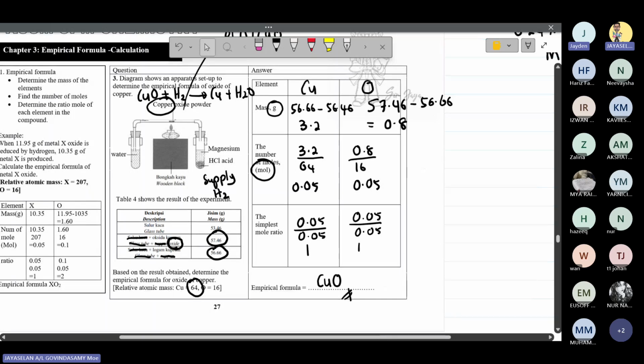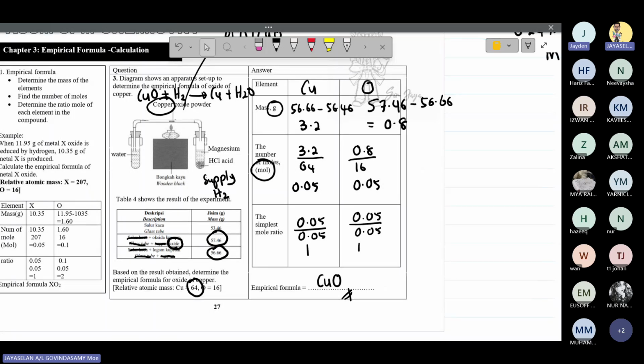Memorize the equation. Memorize the safety precaution. What is the function of this one? Memorize. What is the definition of empirical formula? Memorize.